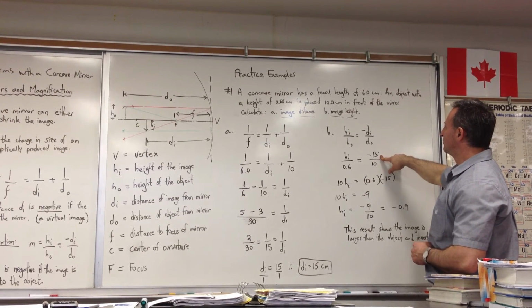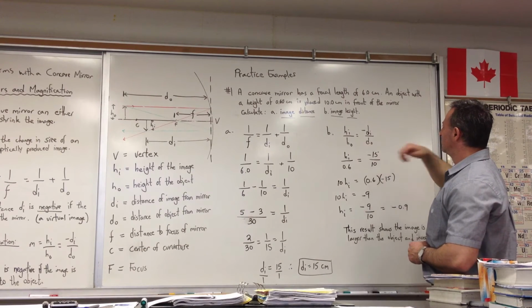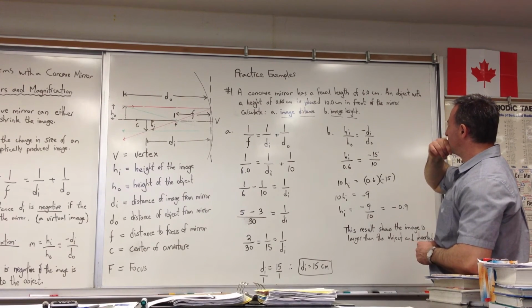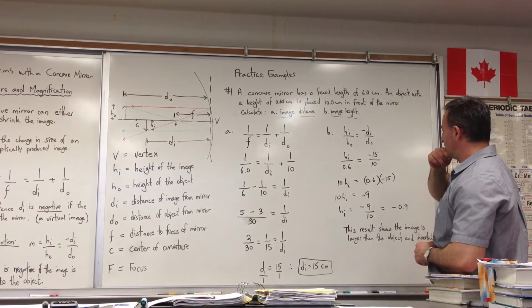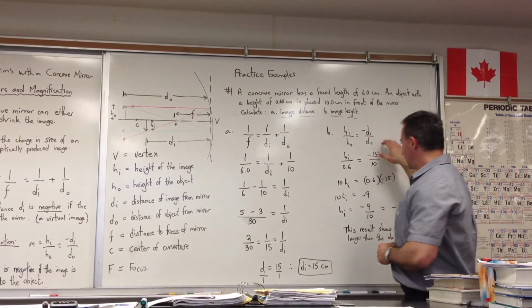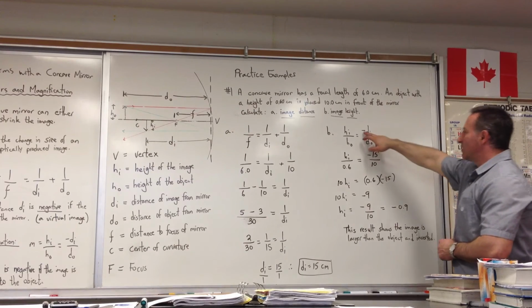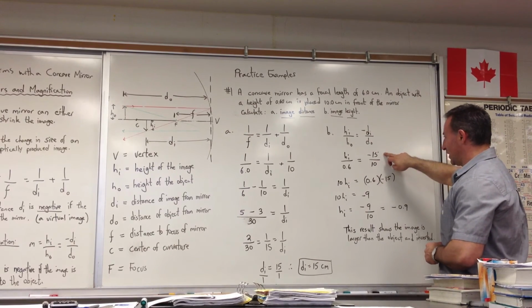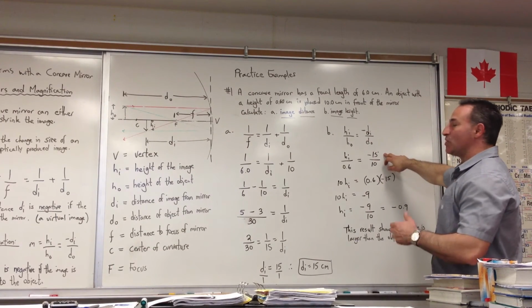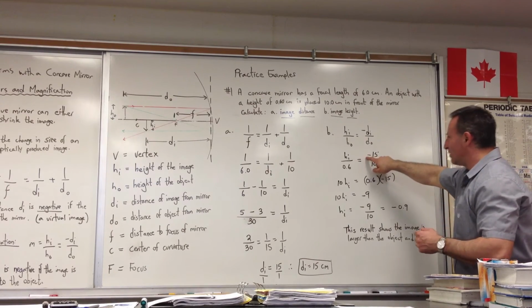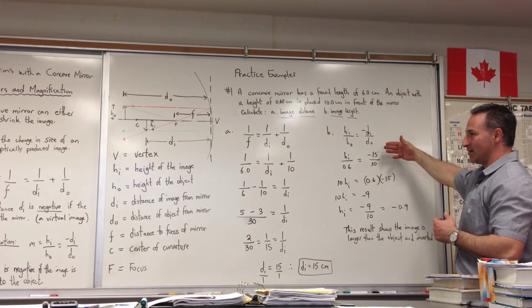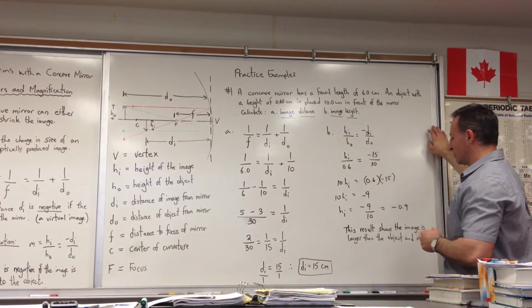No, sorry, the distance of the image is 15 centimeters from the mirror, but the formula contains a negative number, that's why we're putting negative 15. If the image was behind the mirror, then you'd have negative of negative 15, it would become positive. So just be aware of that so you don't get confused by it.